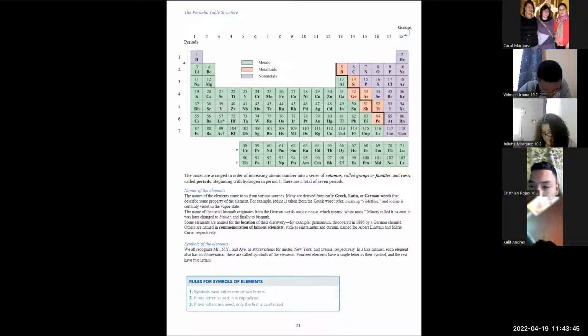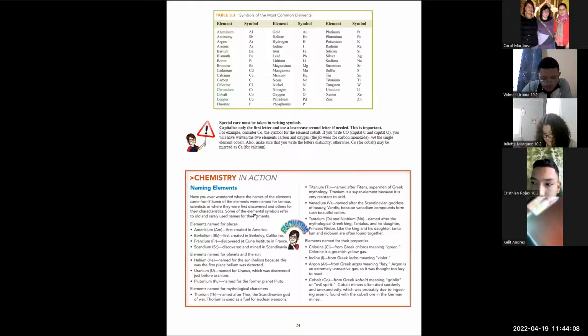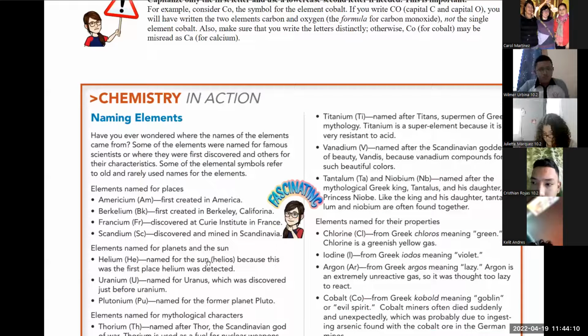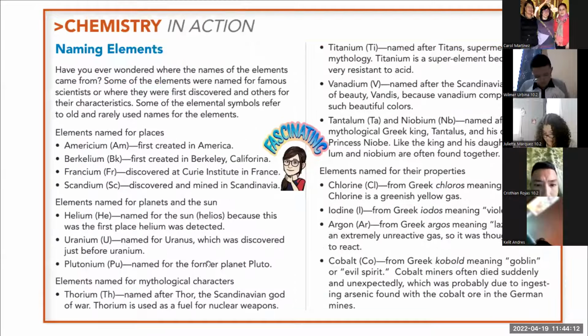So writing calcium like this is going to be incorrect because only the first letter is a capital letter. The second one is lowercase. That is something that you need to know about the symbols of elements. And this is pretty interesting information about how these elements are named.